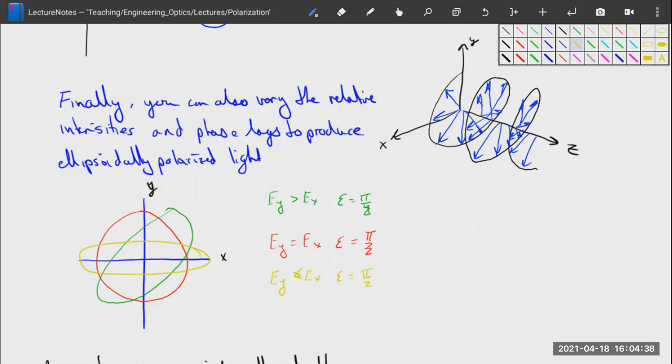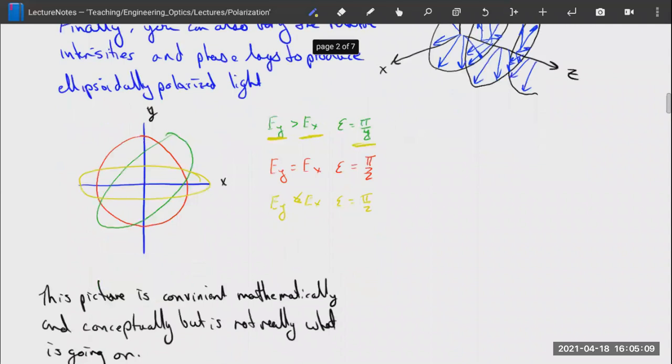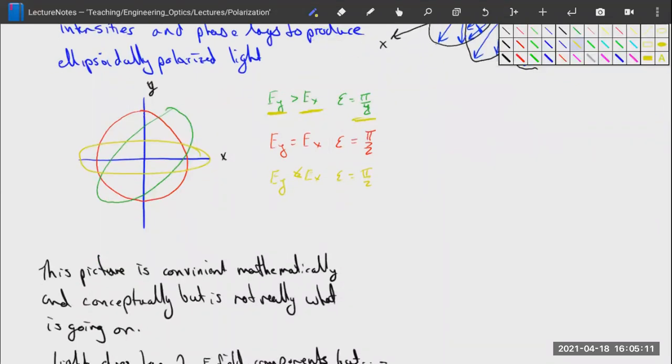Okay, so this is great. So any beam of light, in theory, we can describe with three descriptors, right? The magnitude of the Y component of the electric field, the magnitude of the X component of the electric field, and the phase lag. And if we know those 3 things, we can describe the polarization, which is awesome. And in fact, this description is very convenient mathematically and conceptually, but it's not what's really going on.